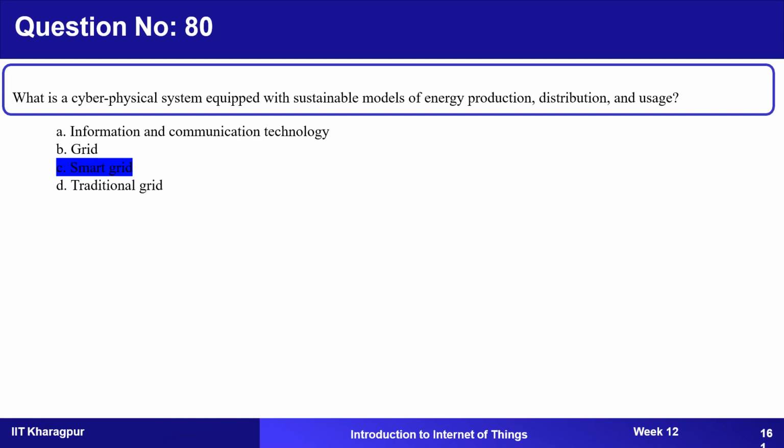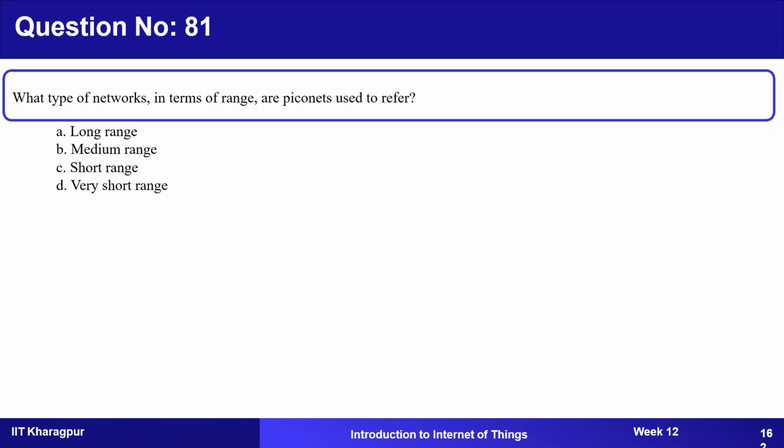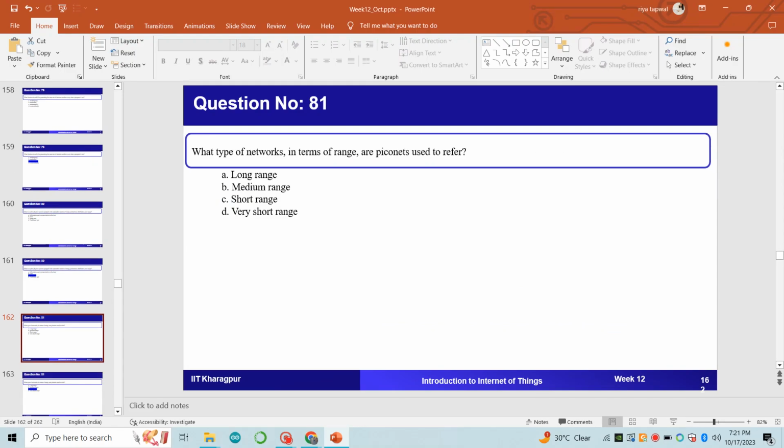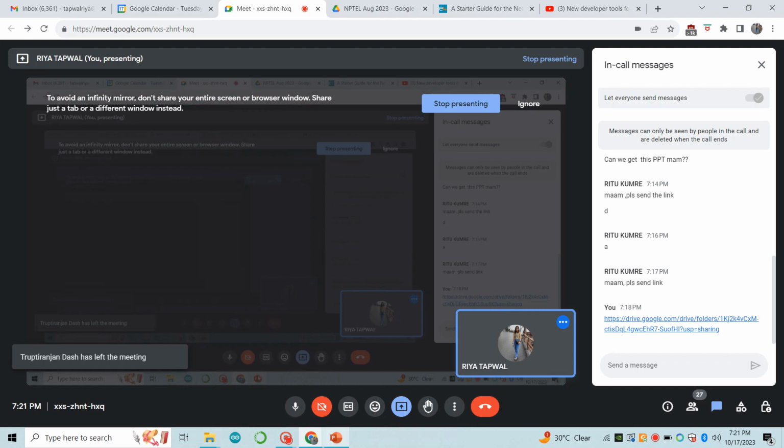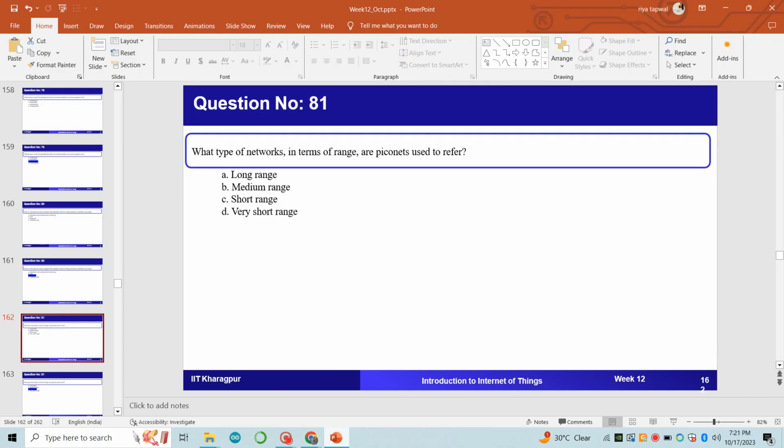Let's start now. Next question is, what type of networks in term of range are piconets used to refer? Options are long range, medium range, short range, very short range. Anyone? Option C, short range. Right, option C is correct, short range.